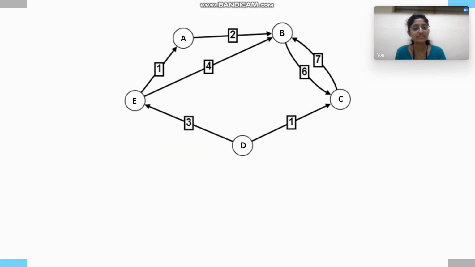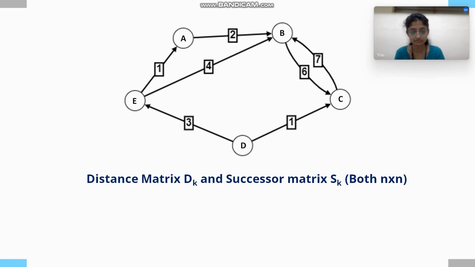Now we'll consider this network, which has 5 vertices and 7 directed edges. Each of these edges has been given a weight. The weights can be positive or negative, but in this case we've only considered edges with positive weights. As mentioned, we'll have distance matrix Dk and successor matrix Sk, and we will see what each of those entries will be.